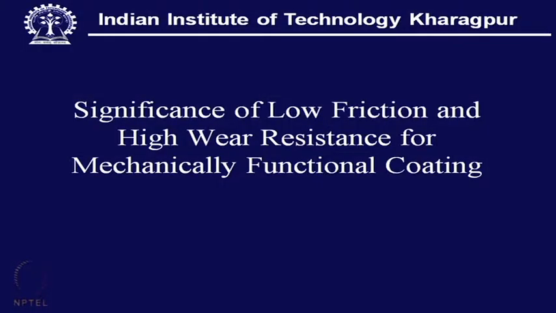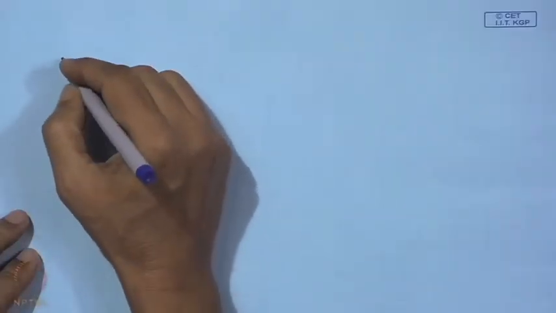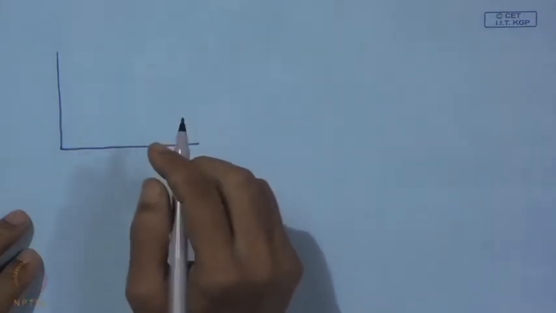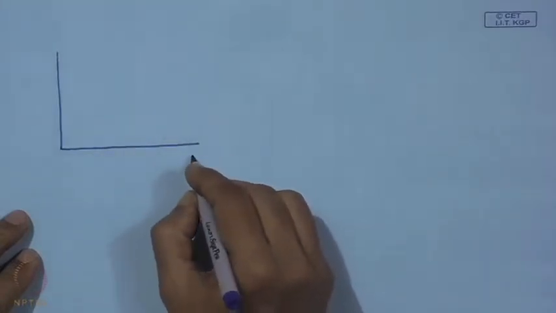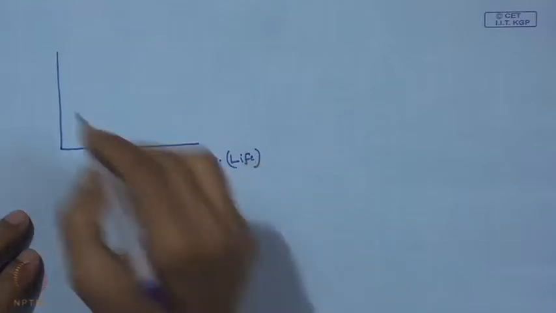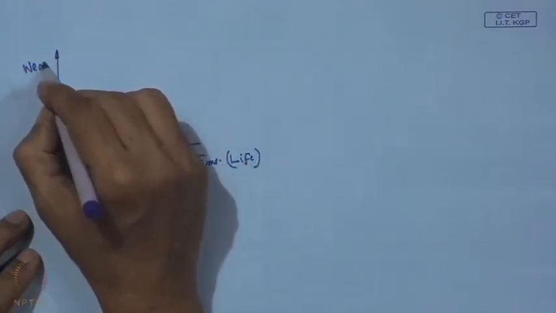So, it is in fact the tribology of this coating, and that simply, we understand, is the friction, wear and lubrication aspect of this coating. Now, one thing we understand is the functional requirement of any mechanical component. So, we now consider a mechanically functional component, and for it we can draw such a graph, with the x axis being the time scale, or what we can call the service life of that part, and the y axis being the wear of the part.